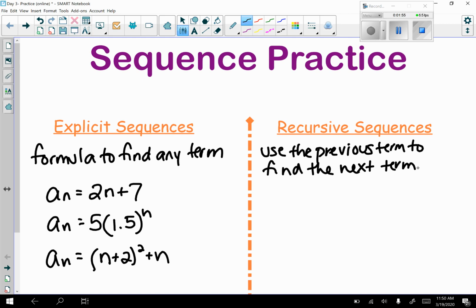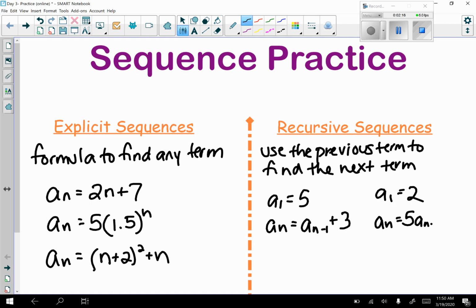But what's special about a recursive sequence is it always has two pieces. So it has to give you an initial or starting term, and then your sequence would look something like this. If it was arithmetic, it could look something like this. If it was geometric, like this, and then it could look like this if it was neither.